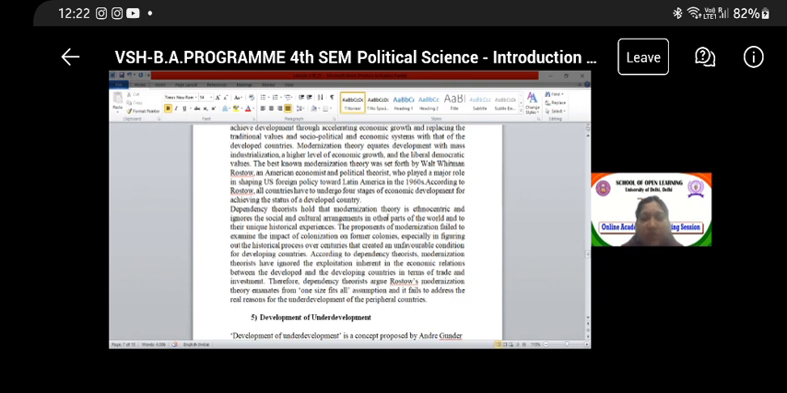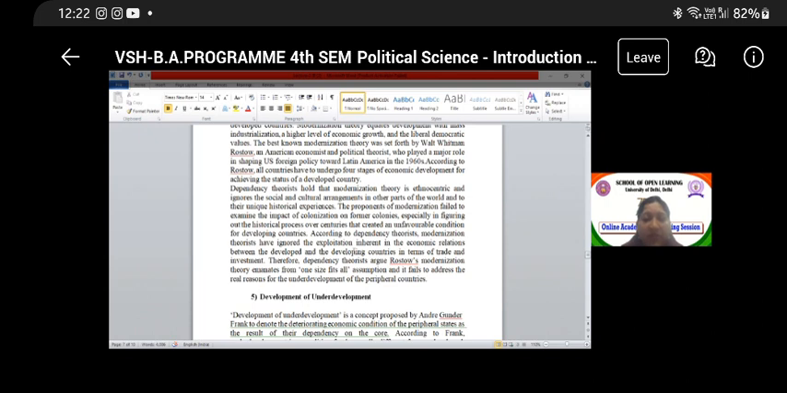Dependency theorists hold that modernization theory is very ethnocentric, very westernized. They have never realized the cultural context of other parts of the world. Okay, every country has its own socio-cultural context, and Rostow is writing keeping in mind only the European countries or the Western countries. And second, the proponents of modernization fail to examine the impact of colonization on former colonies. 200-400 साल तक की colonization obviously has a direct impact on the behavior of the people of that colony also, which Rostow fails to take into consideration.